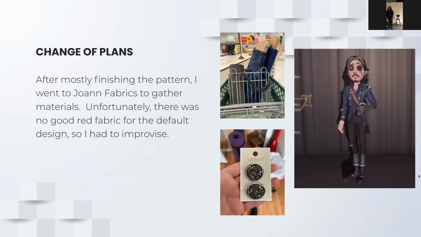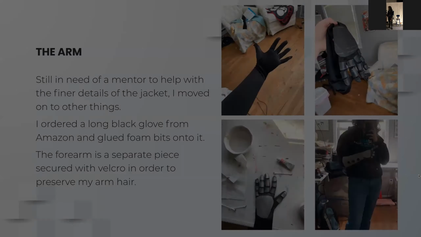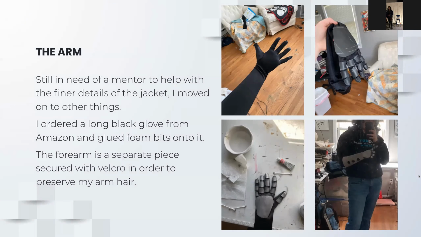and bought blue fabric. This actually ended up working out because the original arm and the original accents are all gold and bronze. I like silver better, and I already had silver paint, so it worked out in the end.